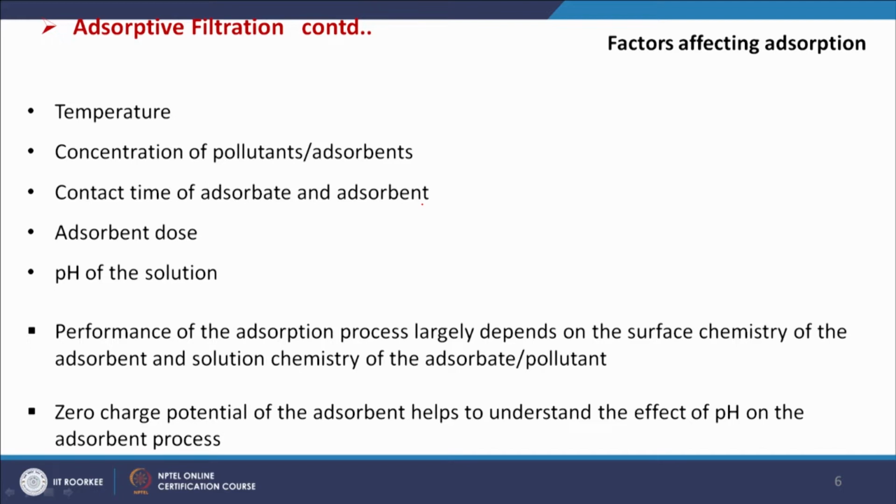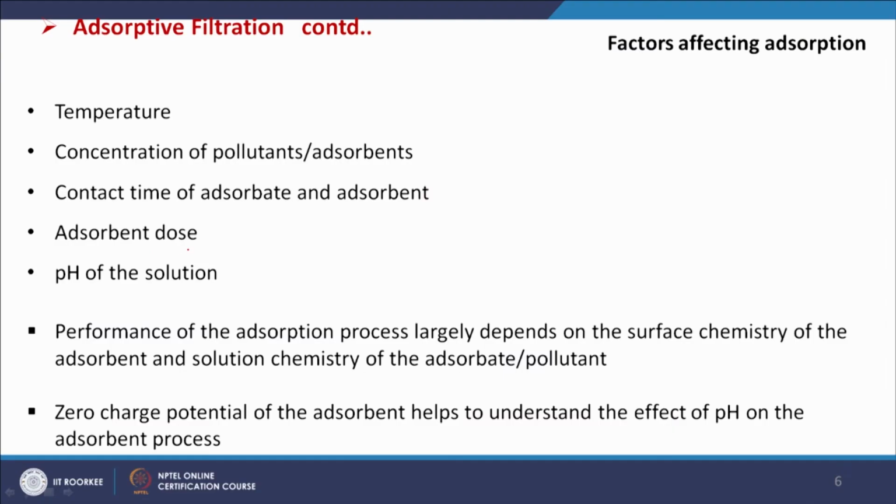That is why we need to provide sufficient residence time of the water in the adsorbent bed, and then the adsorbent dose. So, what is the dose? Particularly, we will see that this process may be of batch or continuous operation. In case of batch study, we will be talking about the adsorbent dose per unit volume of the solution, or in case of continuous study, we will be talking about the amount of adsorbent used in the column.